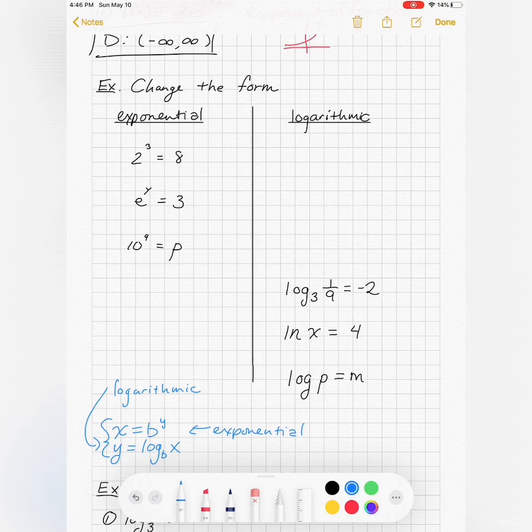Here's the way I remember this second rule. See how the y here corresponds with the exponent up here? So I remember this, the exponent is the log. Now the base of the log is the same as the base of the exponential. So that's just the base there. And then the x in here is whatever was on the other side. So this is the way I remember how to change into log form. This little rule here.